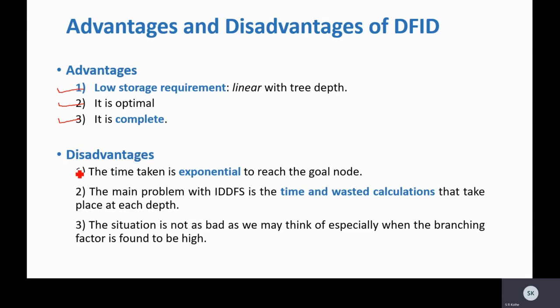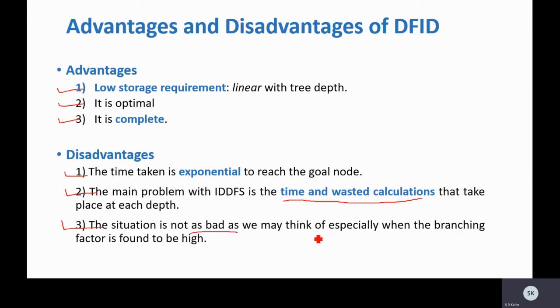Now let us come to the other side, the disadvantages of this algorithm. As we have seen, the time taken is exponential, that is exponential time complexity to reach the goal node, B raised to D. The main problem with this algorithm, DFID or IDDFS as you can also call it, is time and wasted calculations that take place at each depth. So incrementally you are increasing depth, and at every iteration you are exploring the complete subtree. That is the other problem. But as we have seen in the previous example, the situation is not that bad.